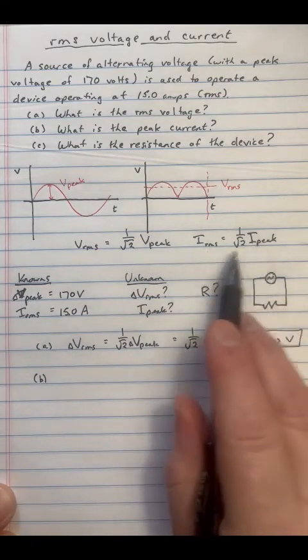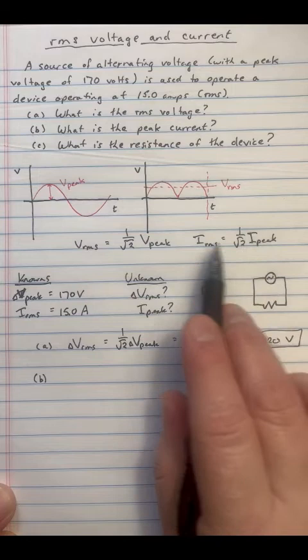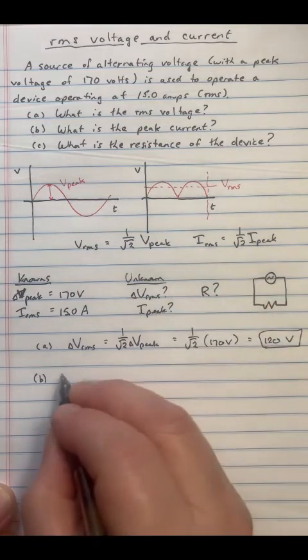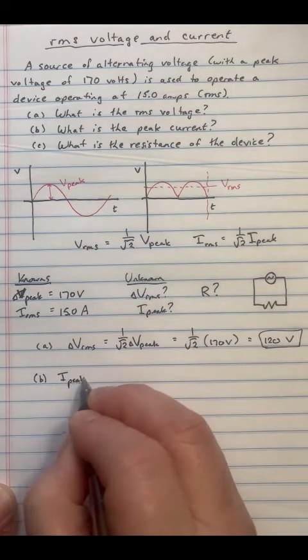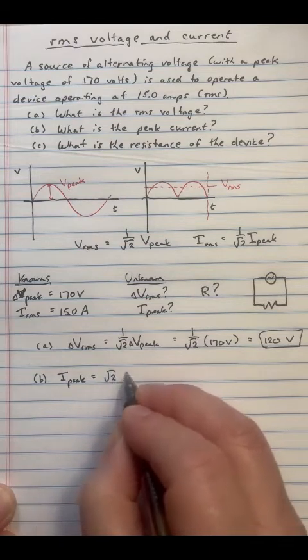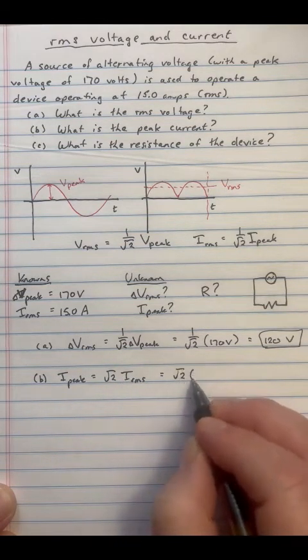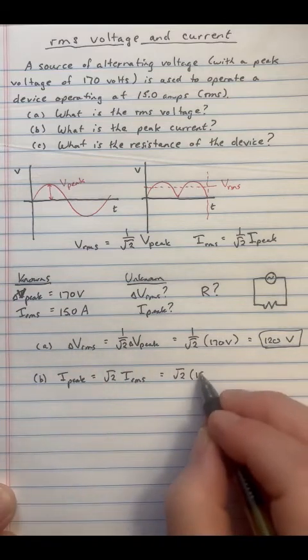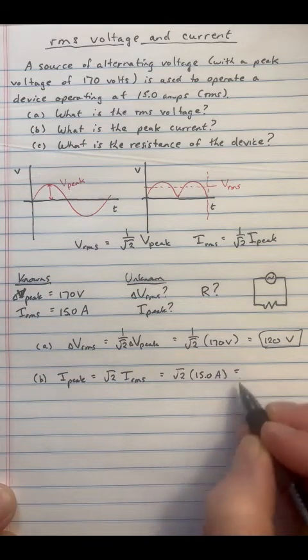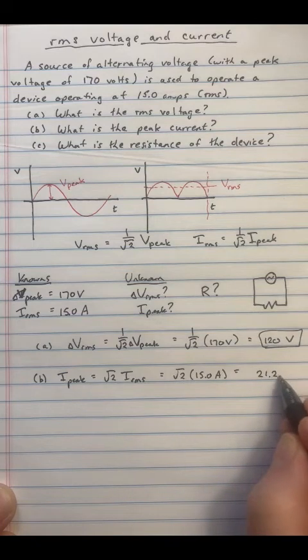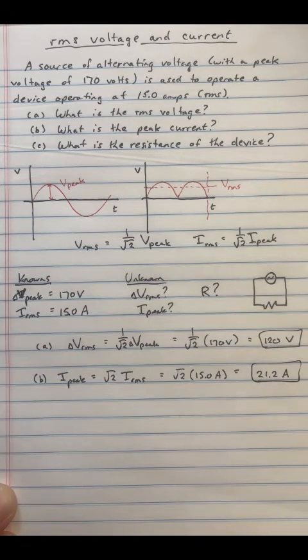Well, if this is the formula here, I need to multiply both sides by square root of 2, don't I? And so peak current will be square root of 2 multiplied by RMS current. So root 2 and 15 amps. There we go. And that will give us a total of 21.2 amps. So again, as always, I suggest everybody check my math, make sure everything's on the up and up.